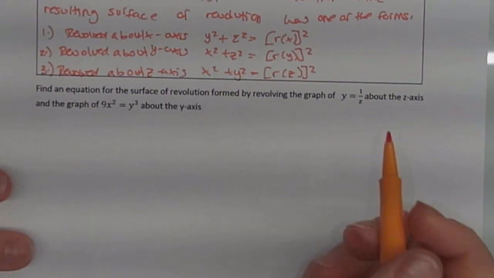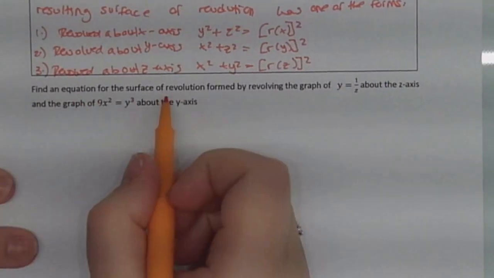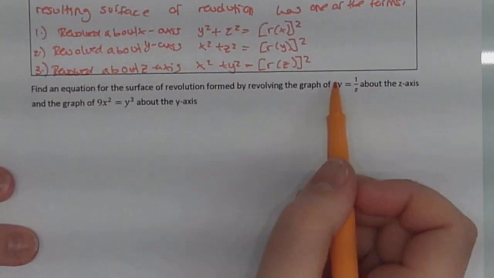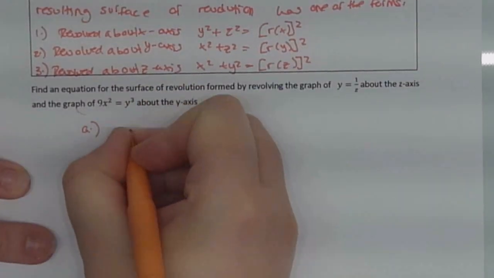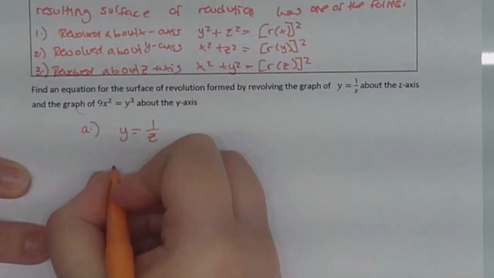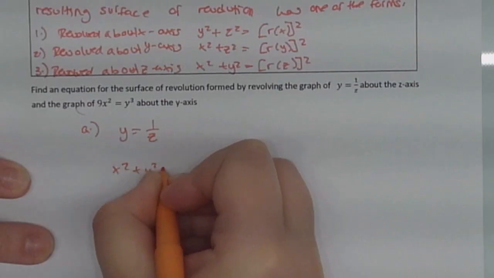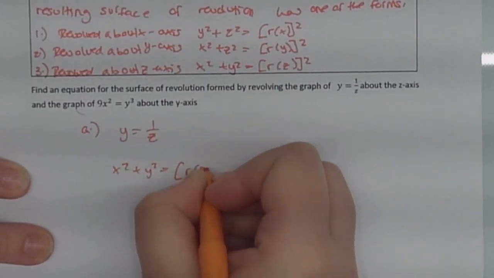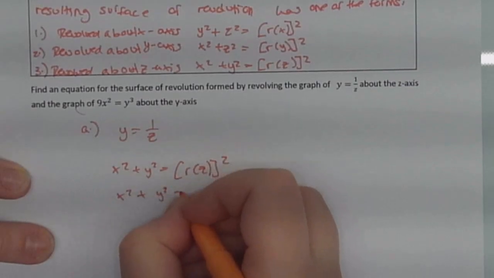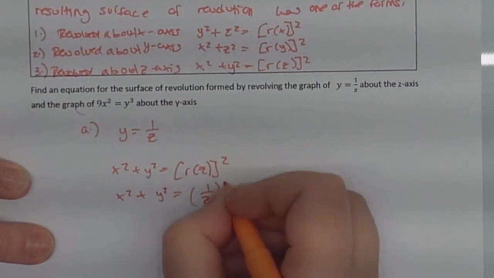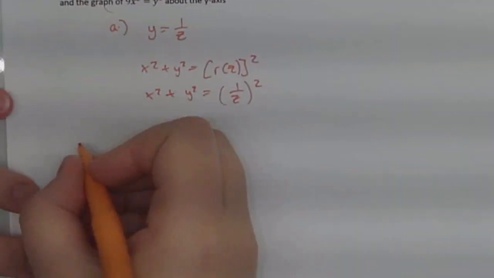Alright, so we want to find the equation of the surface of revolution formed by this equation and that one. So for part A, we have y equals 1 over z. We get x squared plus y squared equals r of z squared, which means we've got x squared plus y squared equals 1 over z squared.